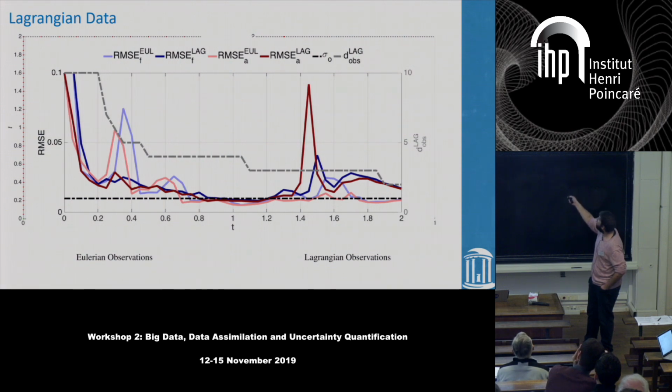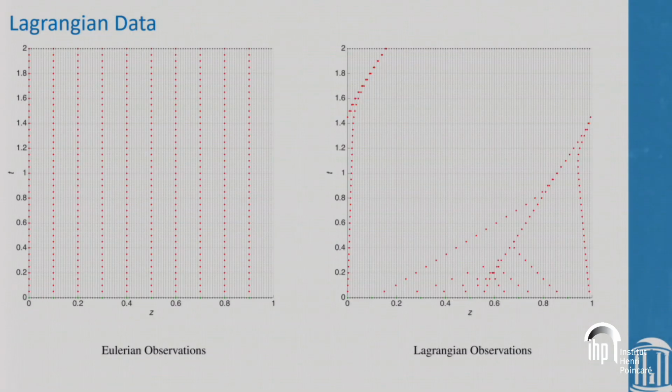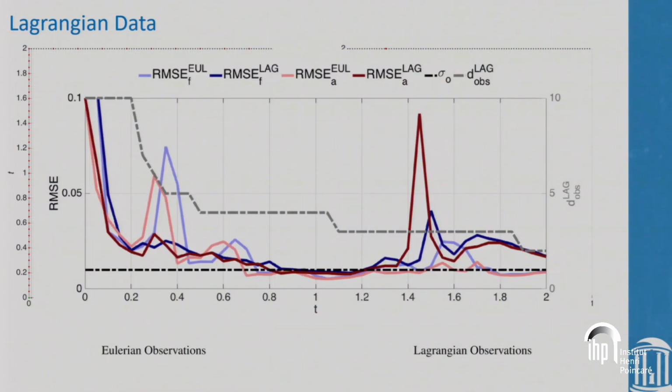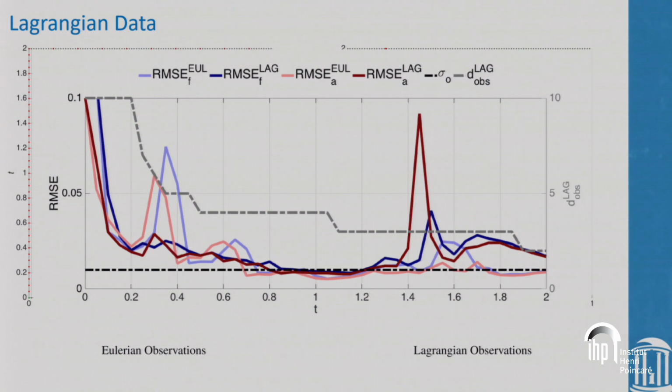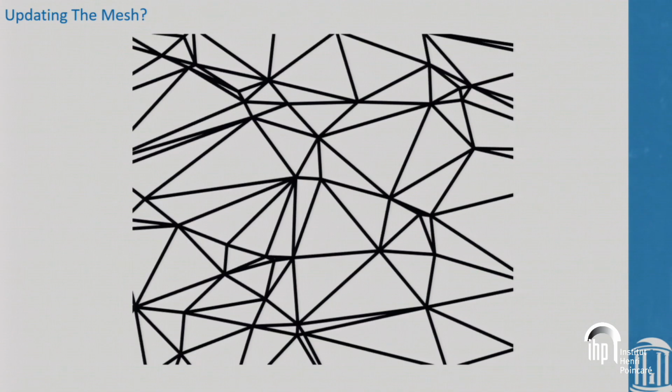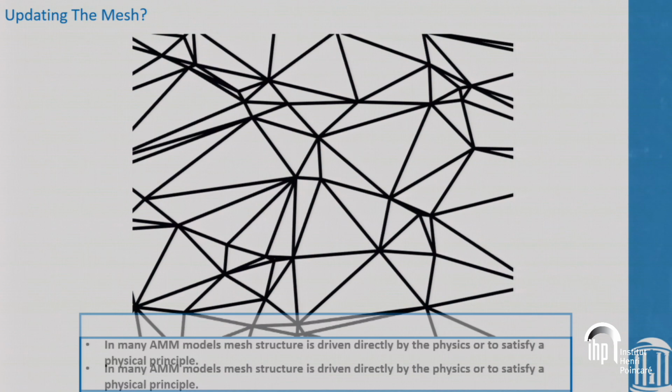Although once you get out here, as everything kind of goes to the shock, we get fewer and fewer observations, so you start to lose some performance there. OK, so that's with a fixed reference mesh. What we're doing to extend this work is actually thinking about updating the mesh itself, especially if we have Lagrangian data, where we really know things are moving. So what does that entail, and why would we want to do that?